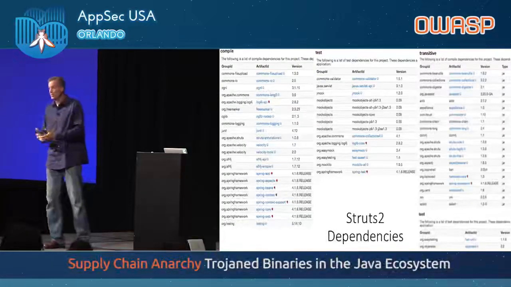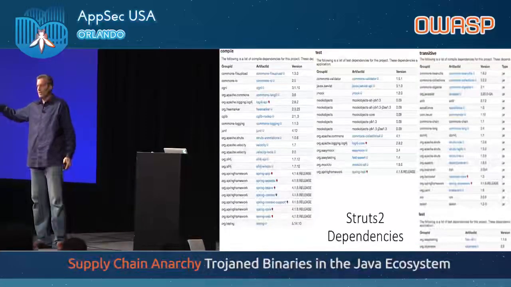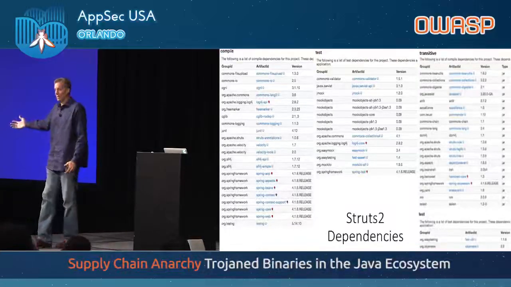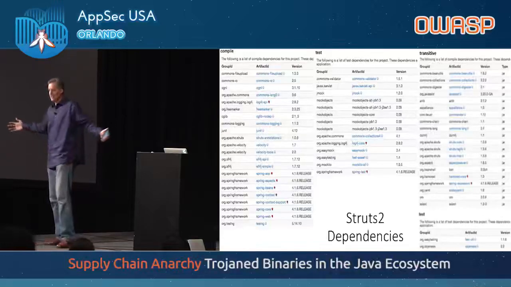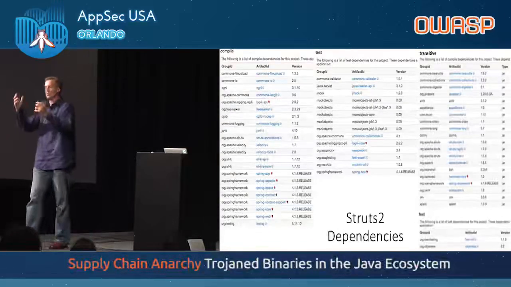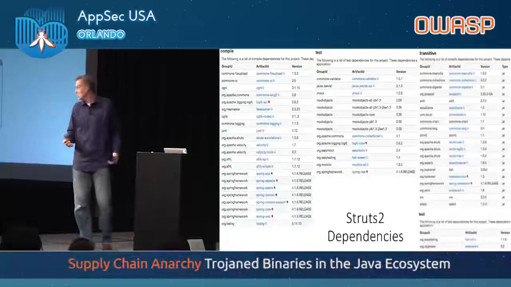transitive dependencies. So if you're not familiar with what that is, if you include a library in your application, then that library may include libraries and libraries included in that. And so when you actually compose your application, all of those jars get pulled together into your application. And so we've had an explosion in libraries over the last 10 years.